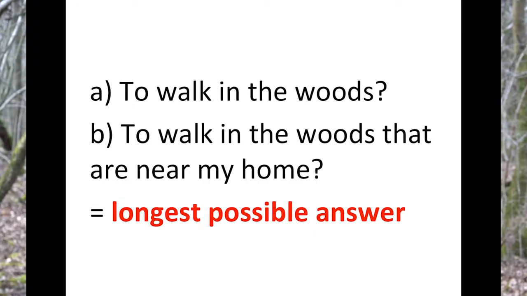Okay? It's actually the whole rest of the sentence, because we can just continue. Who or what do I like? I like to walk in the woods that are near my home. So the longest answer we can give is the entire rest of the sentence. And this is our object. It's the object of like. So we found a really unusual object by just asking the question who or what and directing it towards either the subject or the object.